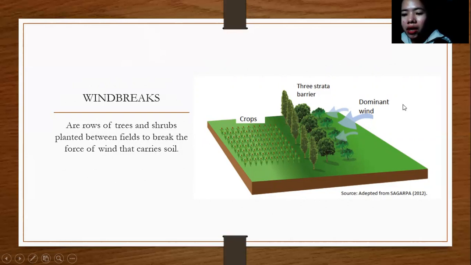Kasi pag wala tong plants, dumaan yung dominant wind, mahihila lahat yung nutrients na meron ang isang soil. So, ang ending niyan, mawawala lahat ng nutrients na meron ang isang area kasi malakas yung hangin. So, always remember, one of the agents is water and wind. So, dito sa Pilipinas, isa ito sa agent ng erosion na sumisira ng ating lupa.